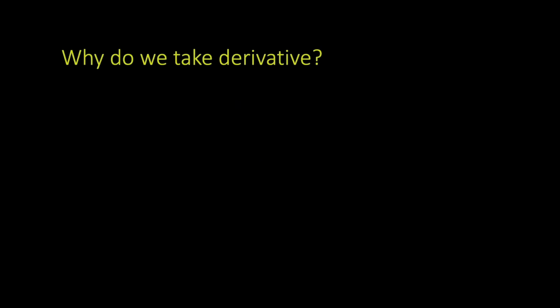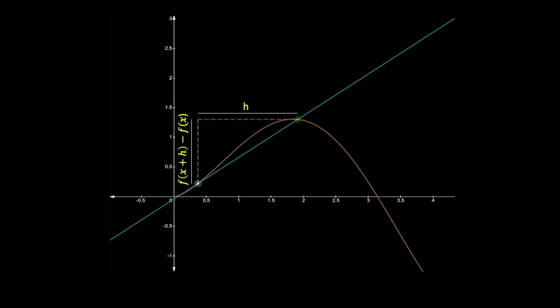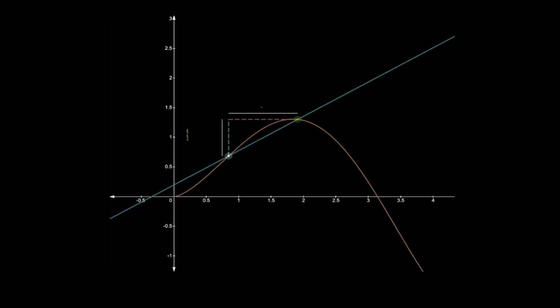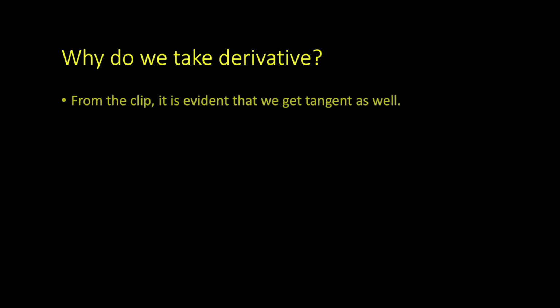So why do we actually take the derivative? The number one property is it gives a slope. But why? Let's look at the graph and find out. Changes in the function as well as change in the independent variable give us a triangle. Taking the ratio of the change in the function and the change in independent variable gives us tan theta, because a right angle triangle is formed here. So we know the slope represents the formula of the derivative and will continue to do so even if h tends to 0. You might have seen from the clip that the derivative also gives tangent.